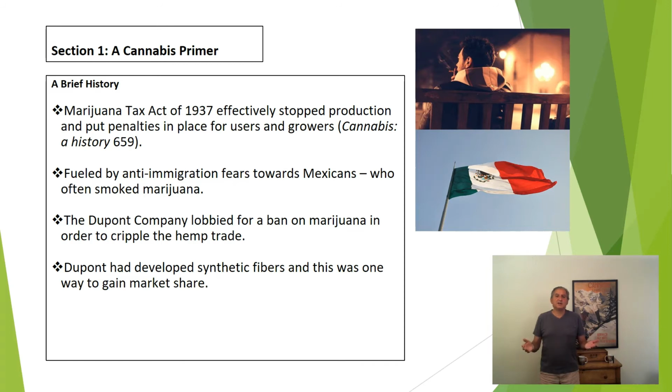There is also a suggestion that DuPont lobbied for a ban on marijuana in order to cripple the hemp trade, as DuPont had developed synthetic fibers. This was an opportunistic way to gain market share.